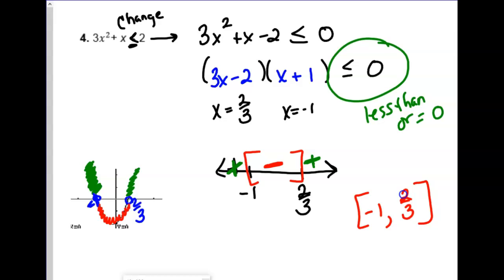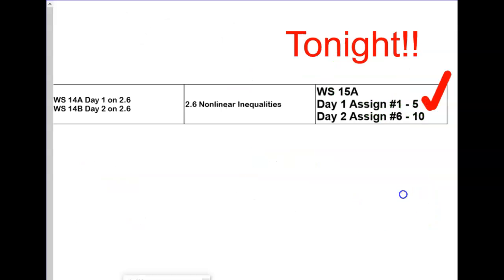So speaking of homework, you guys are going to look at worksheet 15, and you're going to do numbers 1 through 5 tonight. And then tomorrow, after tomorrow's lesson, you're going to finish it up and do 6 through 10. Do not touch 6 through 10 yet. You do not know how to do it yet. You're going to do numbers 1 through 5. You'll be fine.